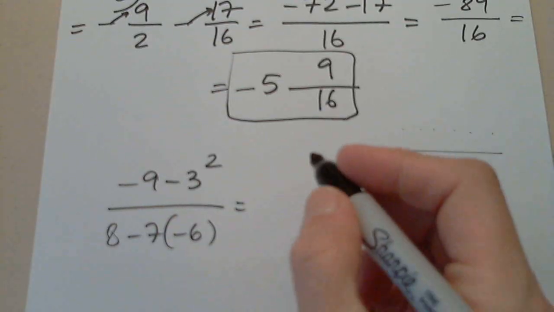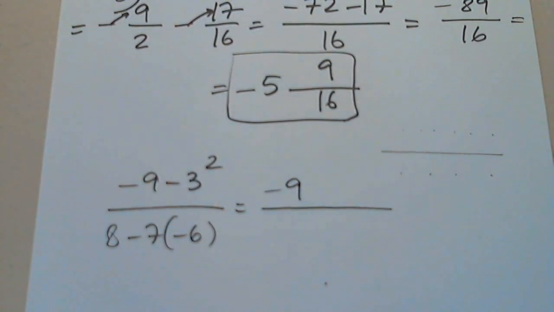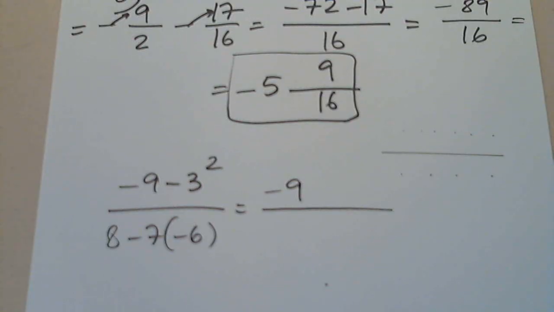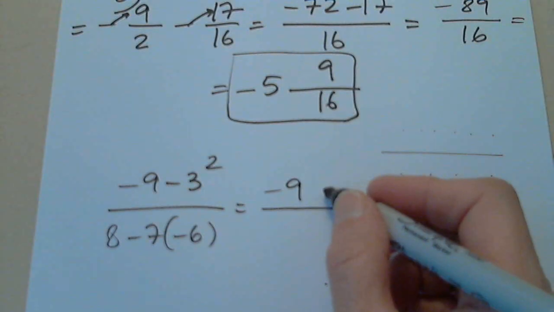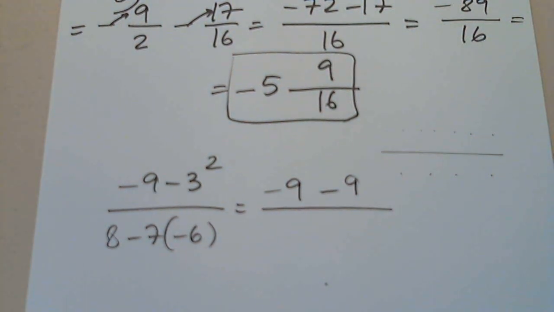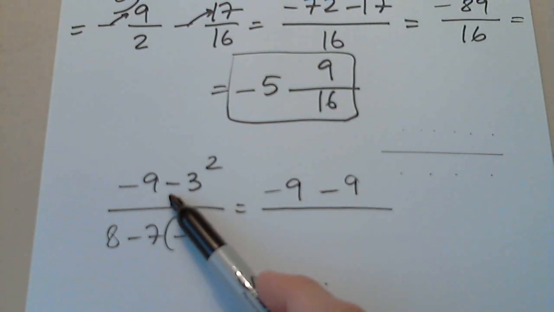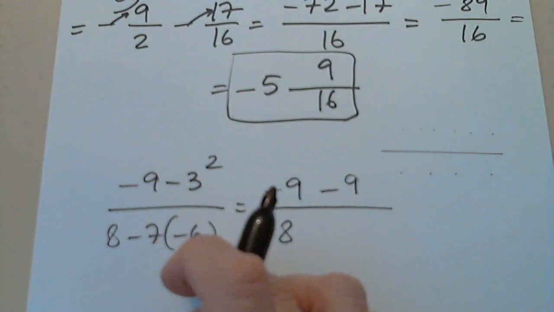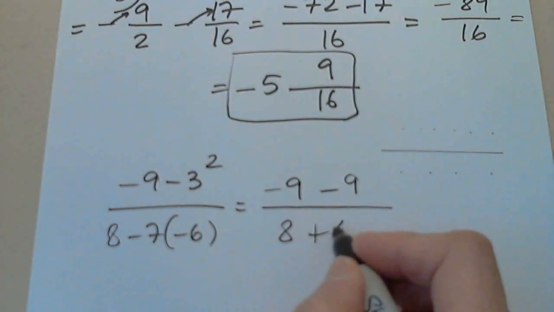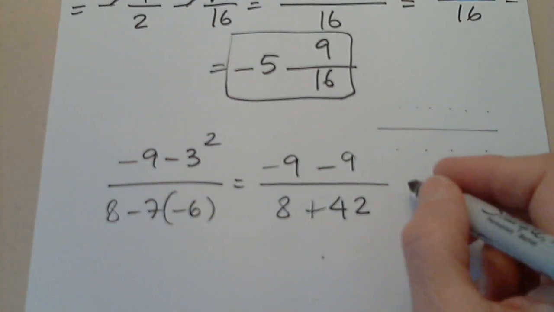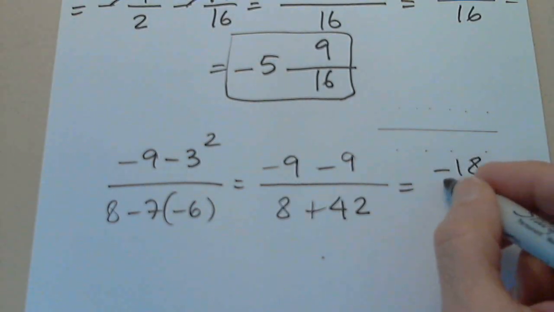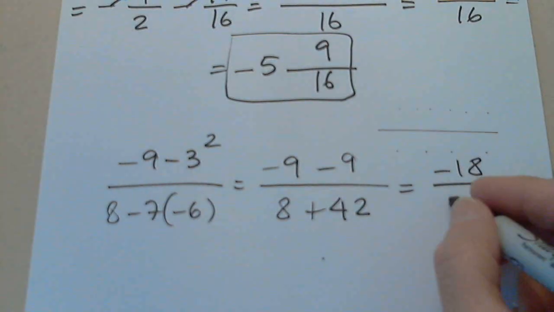Yes. So the numerator is negative 9, and then minus 9. Very good. Everyone agrees with minus 9. Please remember, the power is not applied to the negative sign. I have to square what I see and then multiply by negative 1. The denominator is 8, and negative 7 times negative 6 is positive 42. We go back to the top and we get negative 18, and the denominator gives us 50.